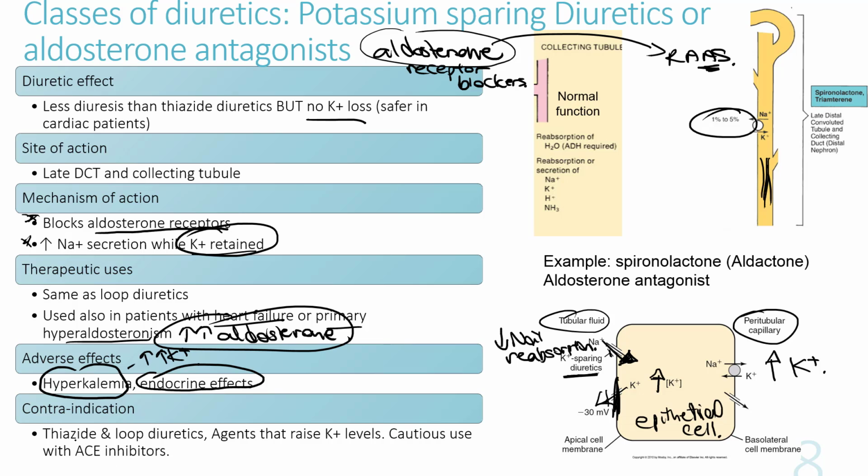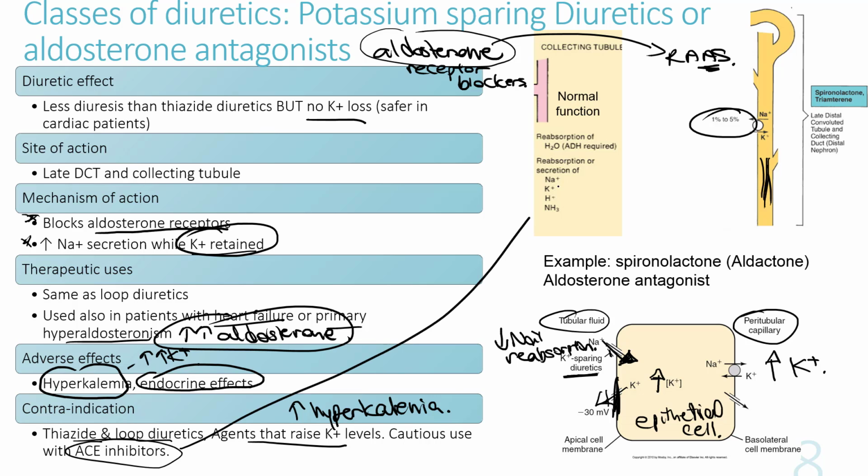Right? Contraindications: thiazide and loop diuretics, although sometimes it is used in combination with those, with an adjustment in dosage. Also be careful when using other drugs that cause hyperkalemia, because that obviously increases the risk of hyperkalemia. And be cautious when used with ACE inhibitors. The reason for that, we'll explain later, is that ACE inhibitors are also working on the same renin-angiotensin-aldosterone system.